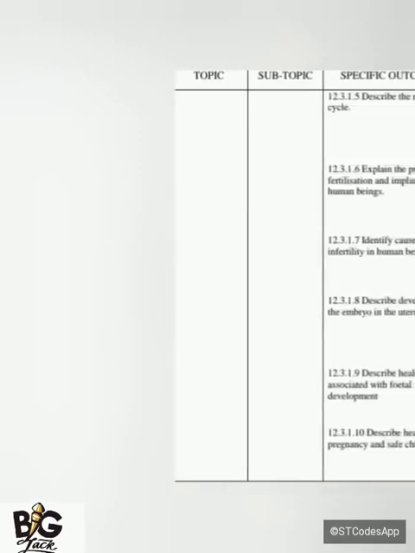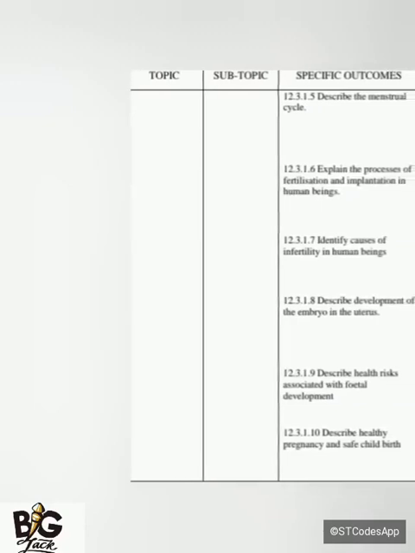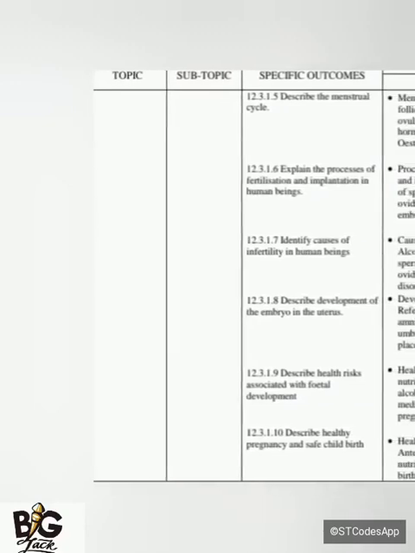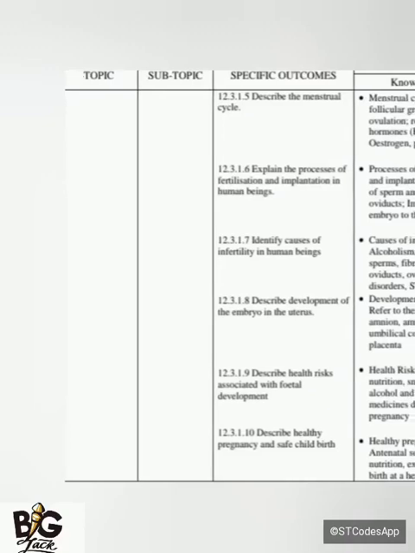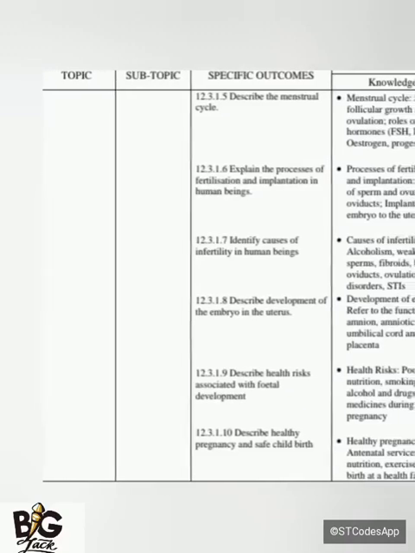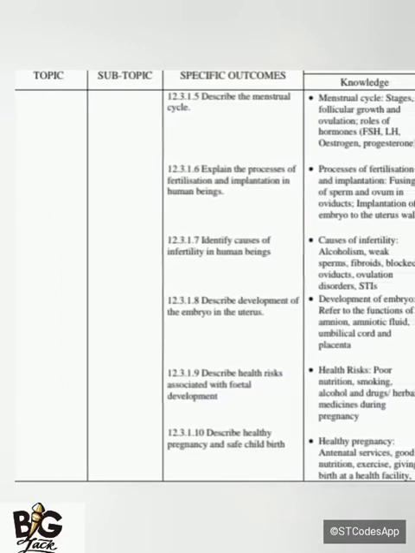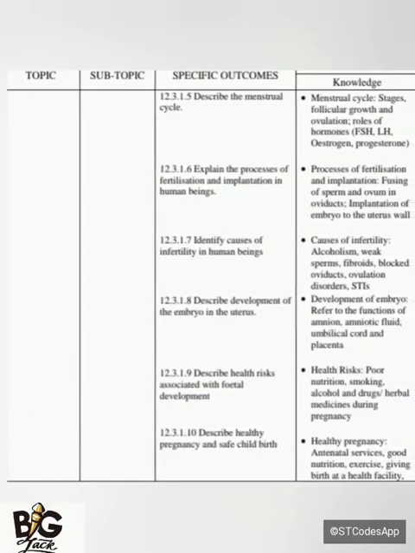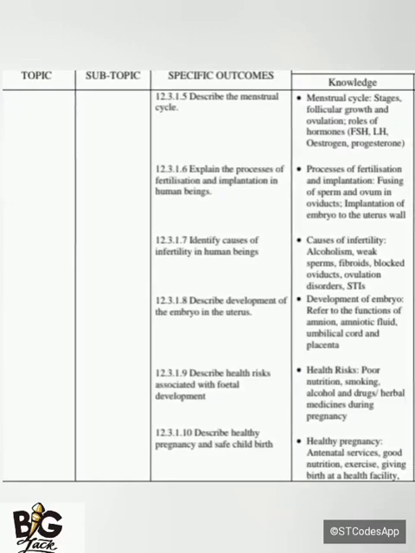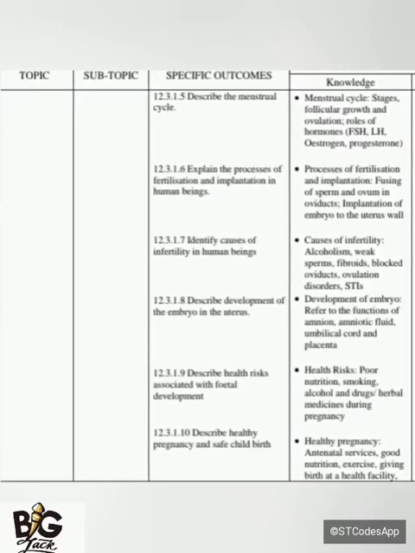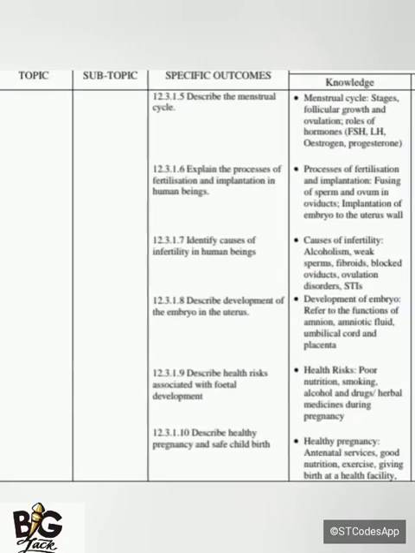Then the next one, under the same topic, you are required to describe the menstrual cycle. If they ask you to describe the menstrual cycle, they are asking you to describe the stages of ovulation and menstruation. Apart from that, you need to know the roles of the hormones, like the follicle stimulating hormone, the luteinizing hormone, estrogen, and progesterone.